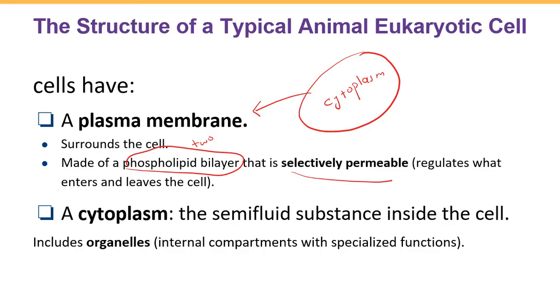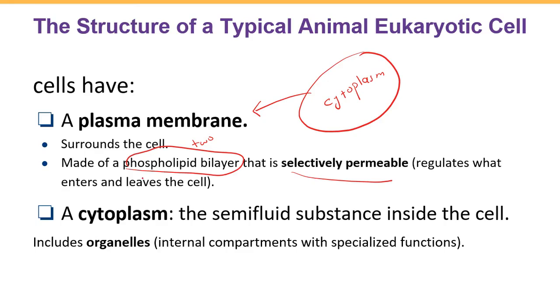For example, nutrients can enter and waste can leave, but some substances are mostly kept out and they cannot easily pass the plasma membrane. So we call the plasma membrane selectively permeable. And let's talk about the cytoplasm.